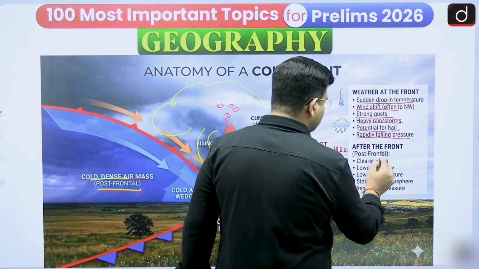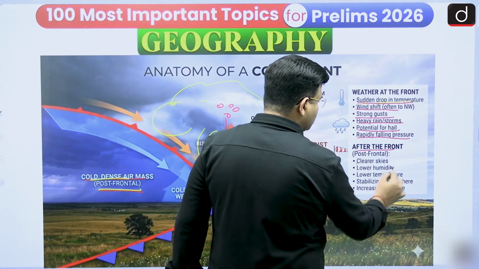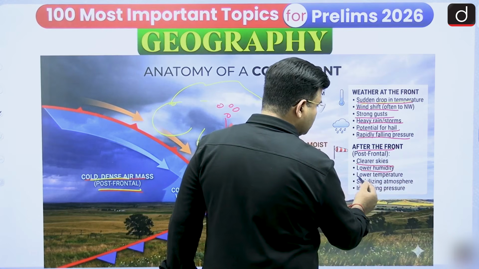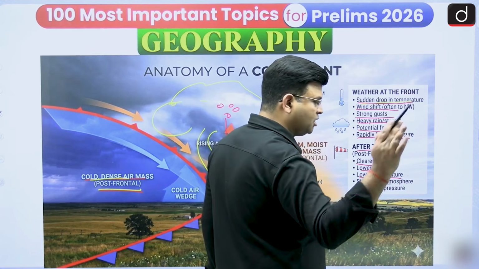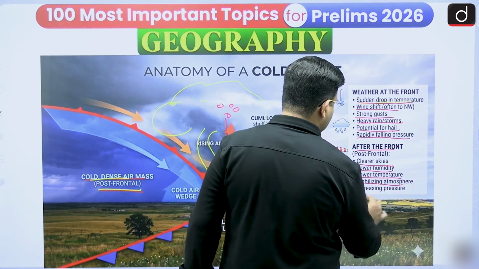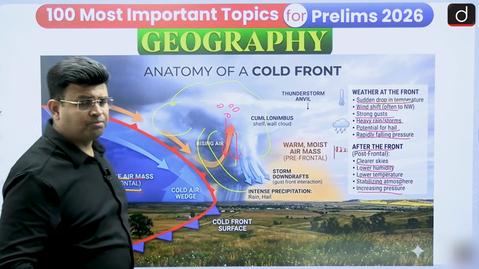And after the front, what happens when it has gone away? The sky is clear, humidity becomes lower, temperature becomes very low, that region is colder, the atmosphere is stabilizing, and what is increasing? Pressure. Is it okay?